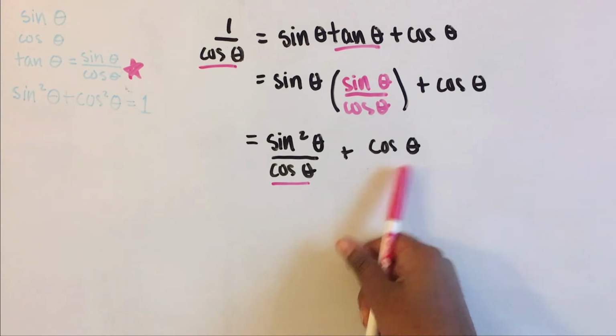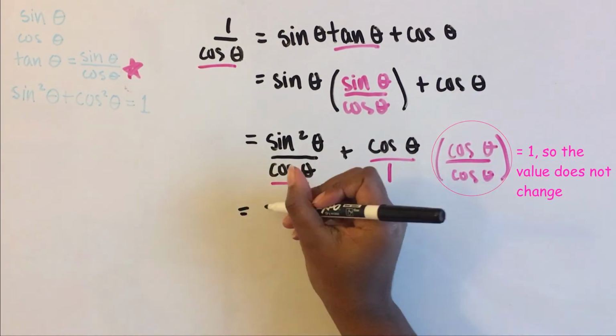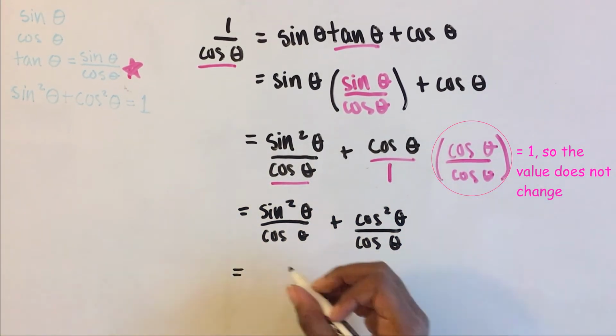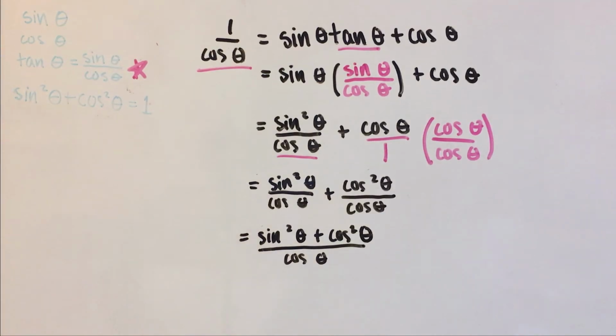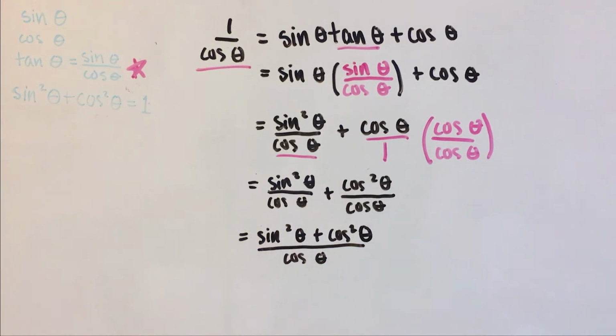Cosine theta currently has a denominator of 1, so if we multiply it by cosine theta over cosine theta, we have two fractions with the same denominator, and we can add them together to give us sine squared theta plus cosine squared theta all over cosine theta. Boom! Everything is conveniently in one fraction with a denominator of cosine theta, which means that we're close.